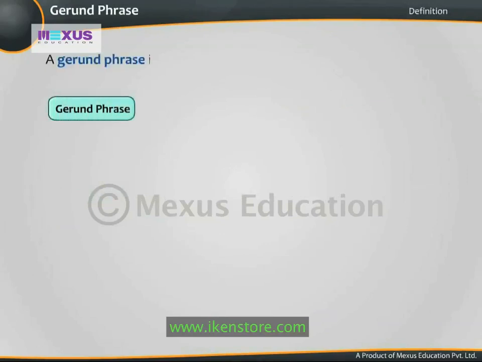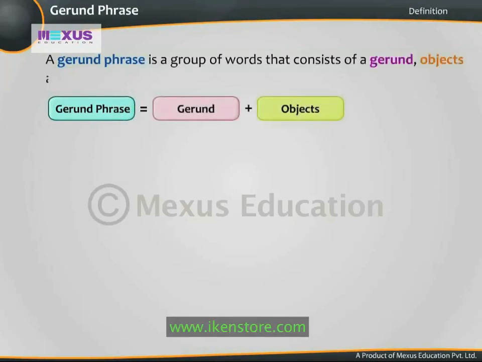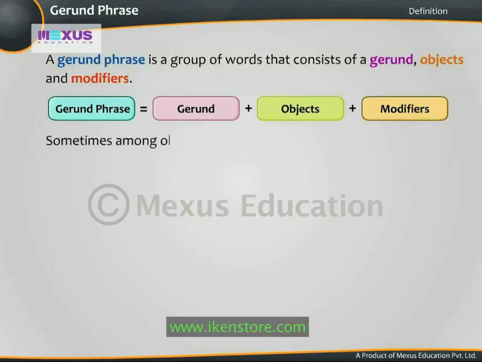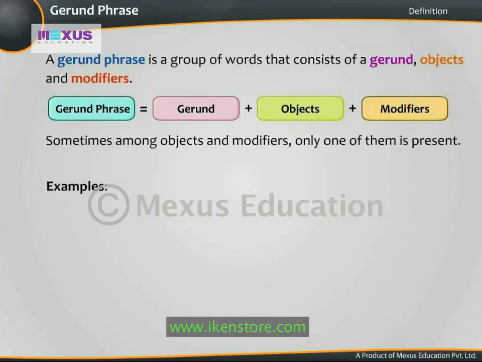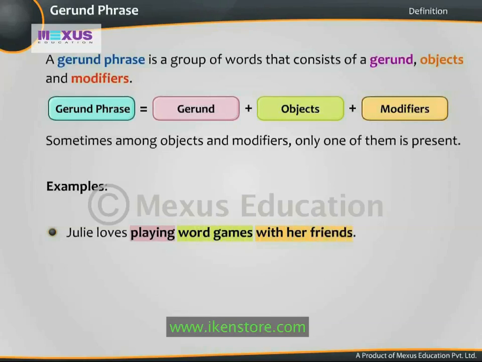A gerund phrase is a group of words that consists of a gerund, objects, and modifiers. Sometimes, among objects and modifiers, only one of them is present. Consider these examples. In the first example, the gerund phrase "playing word games with her friends" consists of the gerund "playing", its object "word games", and the modifiers "with her friends".